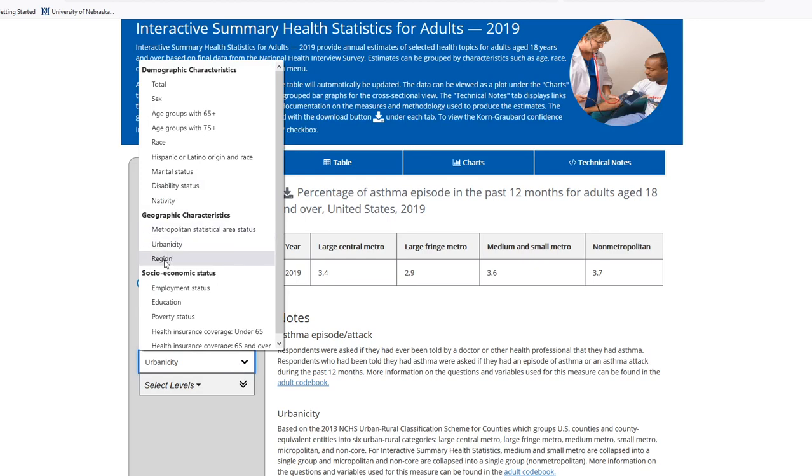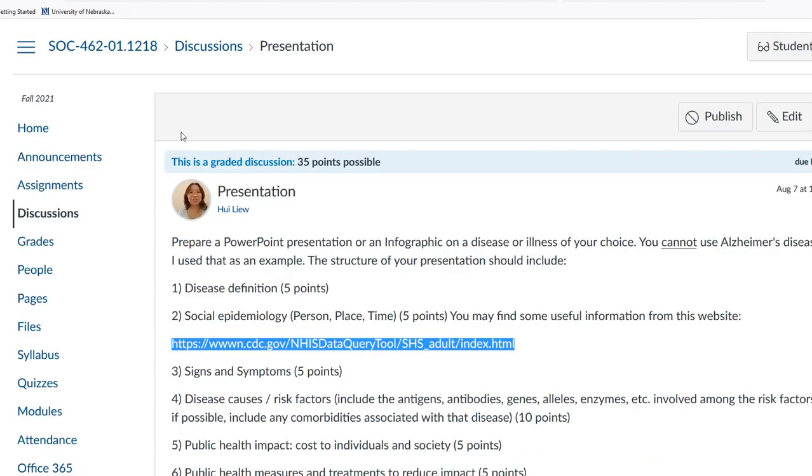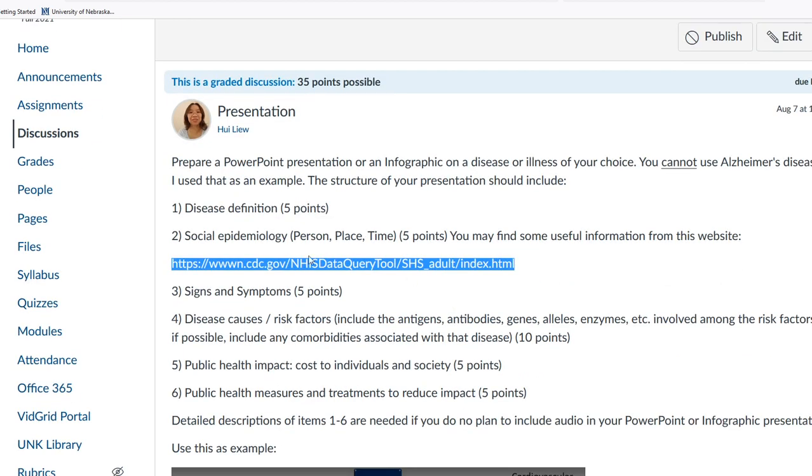And region. The percentages of asthma diagnosis are somewhat higher in the west and northeast. Do you buy that? So region and degree of urbanicity are two additional examples of social structural factors. Can you see that? Okay. Do you know what to do for this presentation? We are just covering number 2 today.